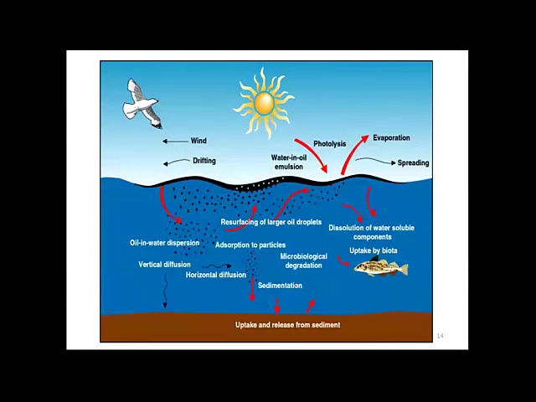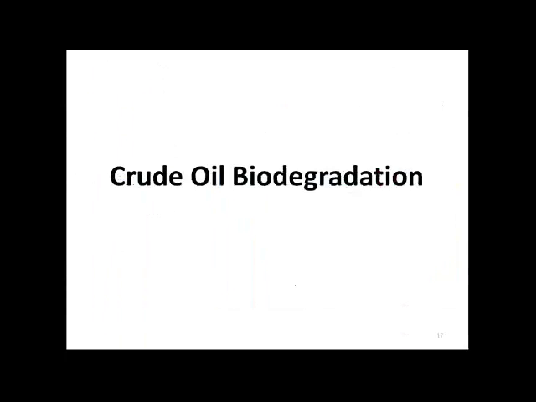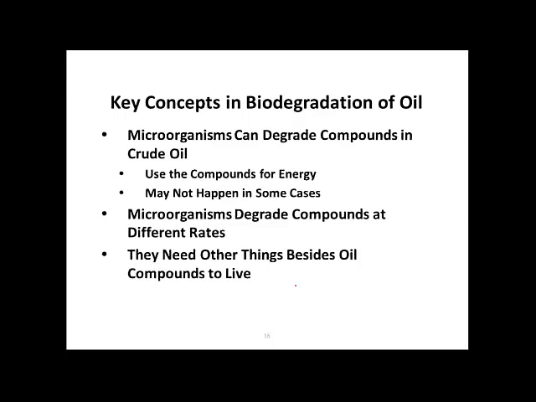Thank you. Okay. All right. So that's our little overview. What I want to do now is to jump into crude oil biodegradation. I've got some key concepts that I'm going to talk about over the time that we're doing this. The key things to remember are that microorganisms can degrade compounds in crude oil. What they do is they use those compounds for generating energy. But in some cases, biodegradation doesn't happen, and I'm going to talk about what those cases are, okay?